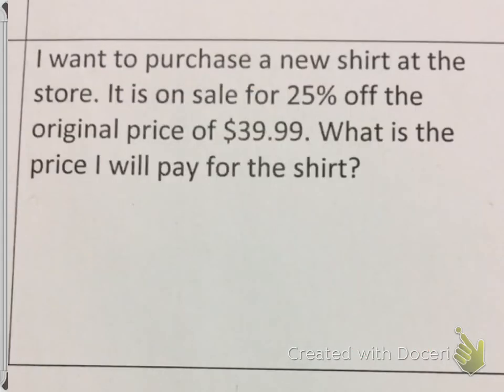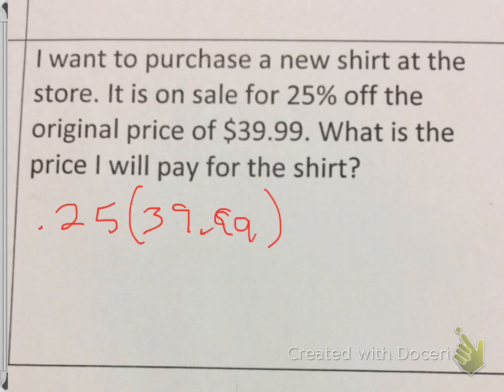All right, last problem. It says, I want to purchase a new shirt at the store. It is on sale for 25% off of the original price of $39.99. What is the price I will pay for the shirt? So you have two ways you could do this. You could find 25% off of that price, $39.99, and then you could subtract that from the $39.99 price. I don't like to do it that way. I like to think about it like this way.